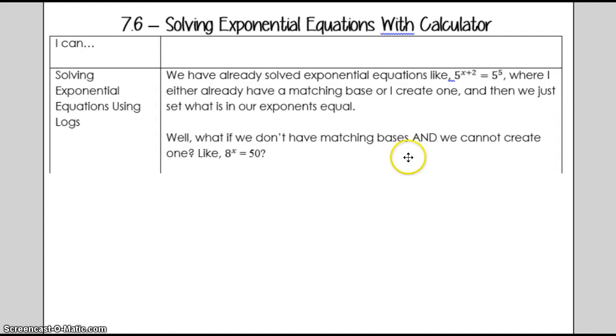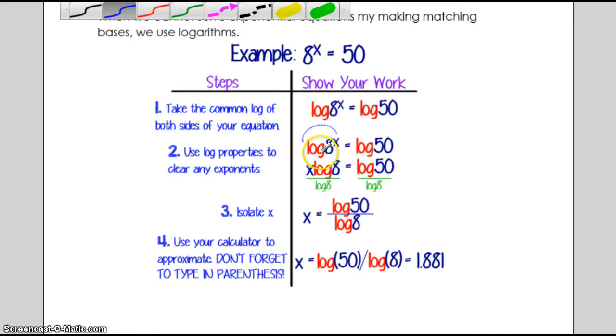So what do we do if we don't have matching bases and we cannot create one? So what we do is we set up a common log, both sides, and then we will wind up getting our variable alone, and then we'll use our calculator for the rest of it. So let's take a look at those steps. So common log, like I said, of both sides.